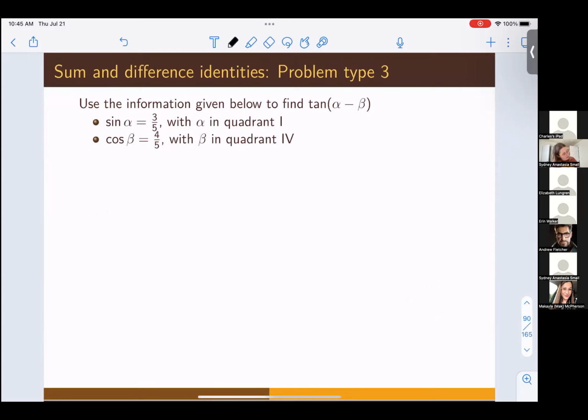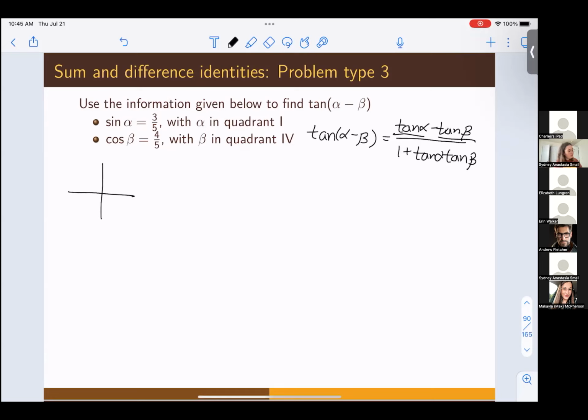So to find the tangent of alpha minus beta, I do that by doing the tangent of alpha minus the tangent of beta all over 1 plus tangent of alpha tangent of beta. Okay, so I don't need alpha or beta, but I need the tangent of alpha and I need the tangent of beta. Cool, I can do that. Let's draw a picture of our angles to see if we can extract that information. Let's start with alpha.